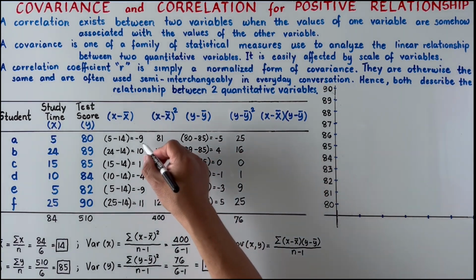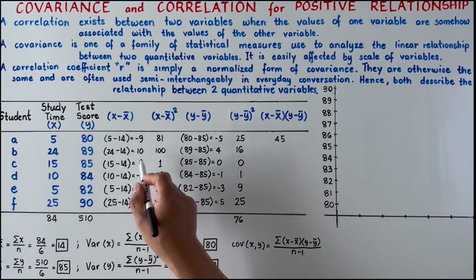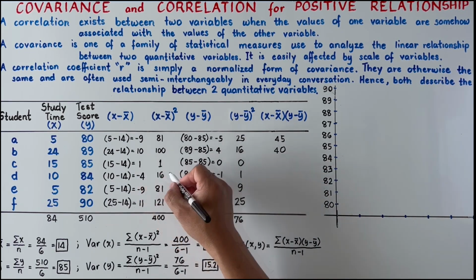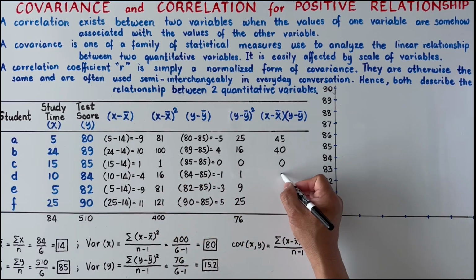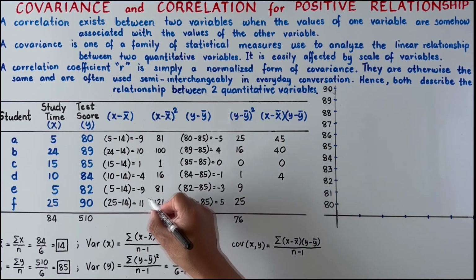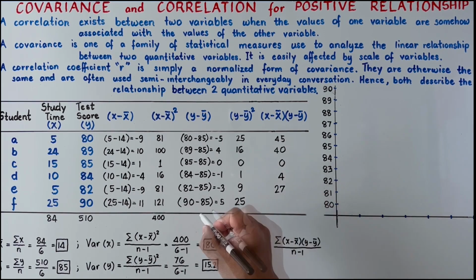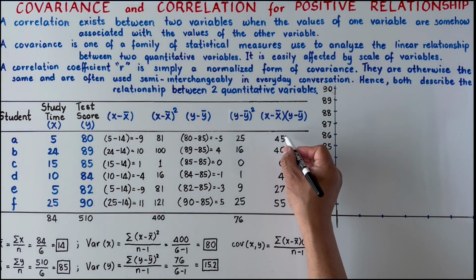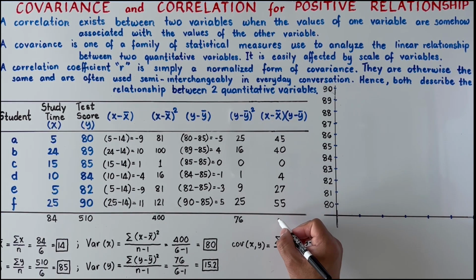So we have negative 9 times negative 5, which is 45. And we have 10 times 4, which is 40. And we have 1 times 0 is 0. And negative 4 times negative 1, it's 4. And we have negative 9 times negative 3, it's positive 27. And 11 times 5, which is 55. And if you add 45 plus 40 plus 4, 27, and 55, you've got a sum of 171.